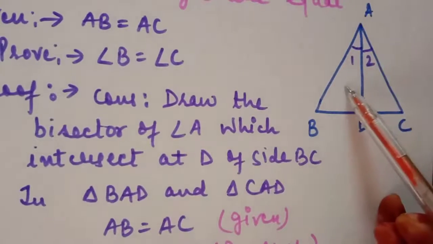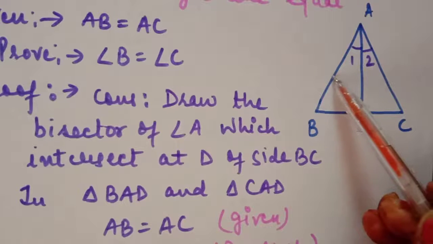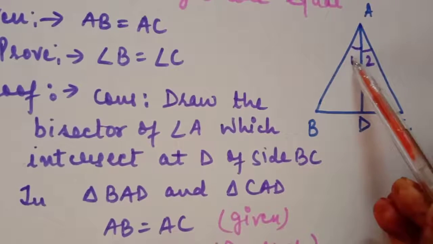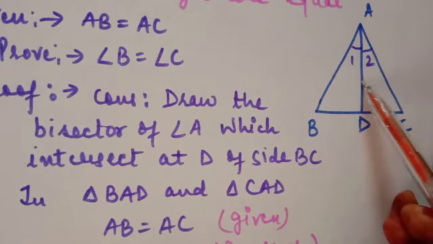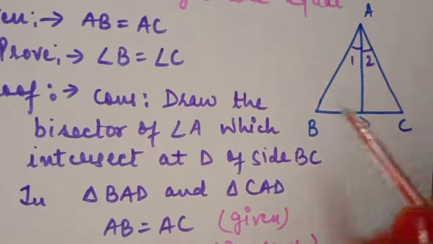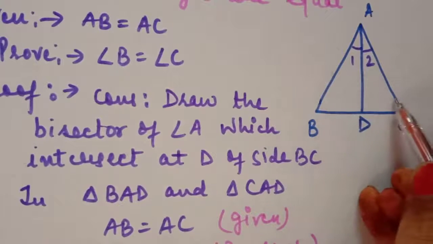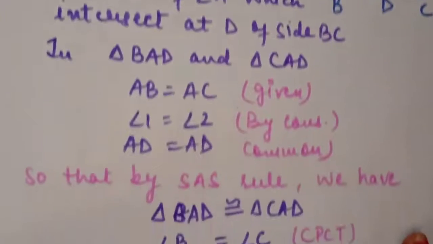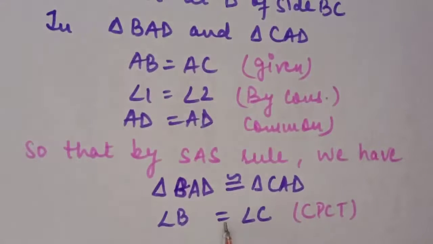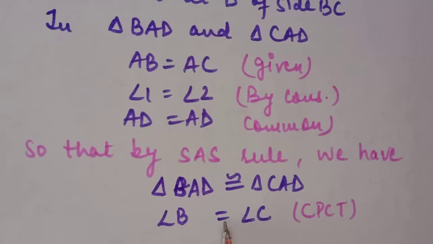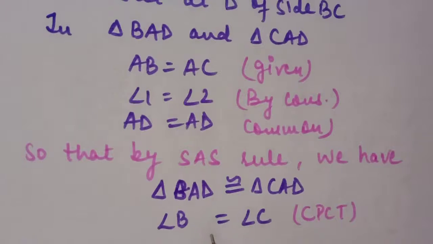Let me check the rule. If we take this triangle, we took this side and this angle. So SAS, these two triangles are congruent, and then by CPCT angle B and angle C are equal to each other. So with this step our theorem is proved. So this is your theorem 7.2. Now next is theorem 7.3.